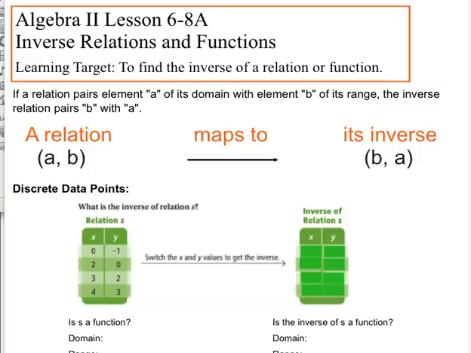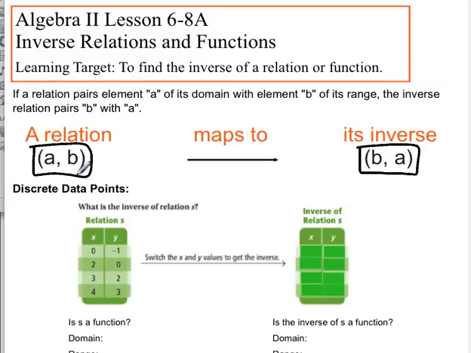Welcome back. So in this final section of chapter 6, we're going to talk a little bit about inverse functions and inverse relations. So what an inverse really does is it's mapping every point (a, b) to its opposite. Basically, what it's doing is flipping the x values with the y values. That's all that an inverse is doing: swapping the x's and the y's.